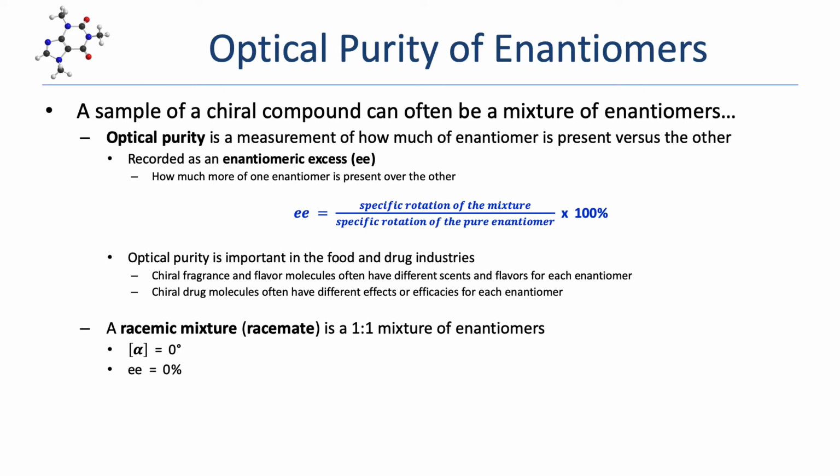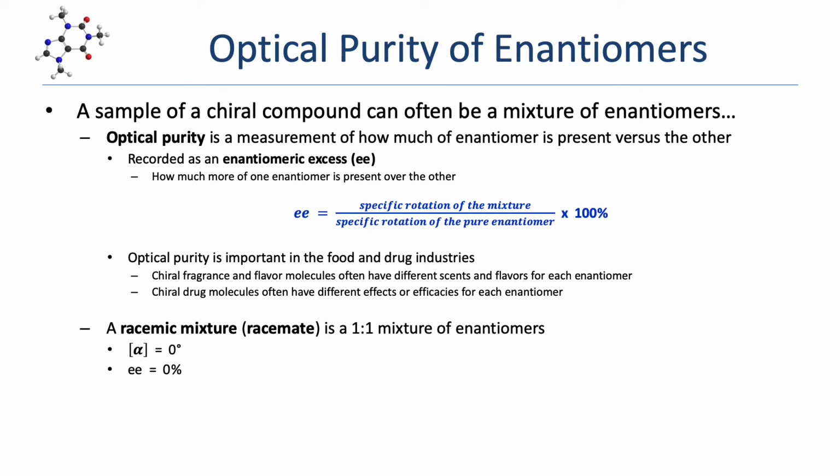And as I've kind of hinted at, optical purity is really important in certain industries, particularly the food and drug industries. A chiral fragrance molecule or flavoring molecule can have very different scents or flavors associated with it depending on which enantiomer you have. And the same thing is true for drug molecules. Chiral drug molecules can have very different effects or at least different efficacies based on which enantiomer of the drug molecule you have. So this idea of optical purity, which is calculated through optical activity, is really, really important.